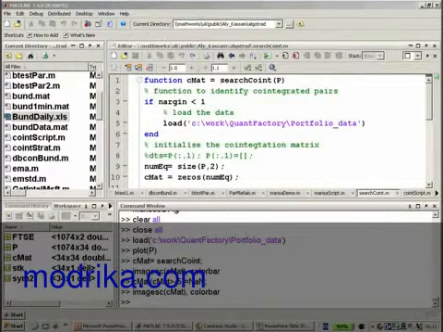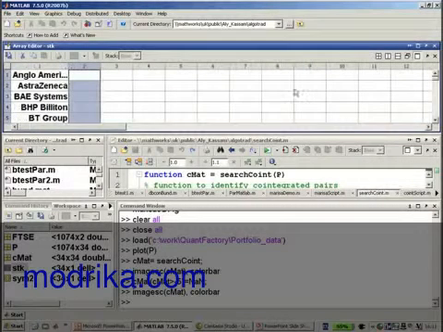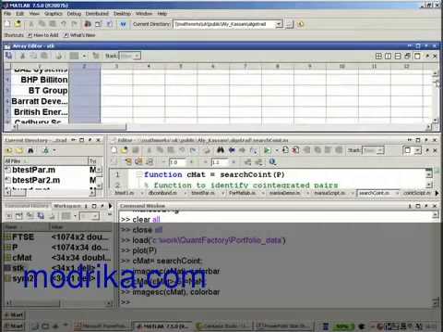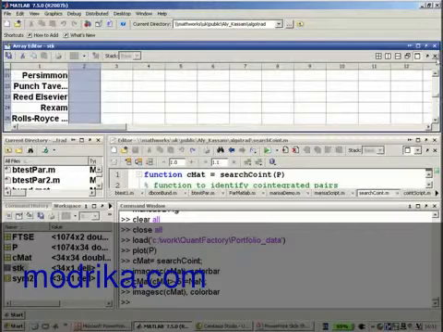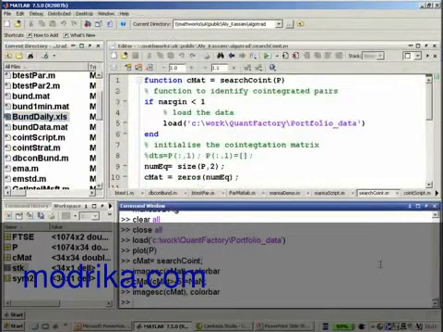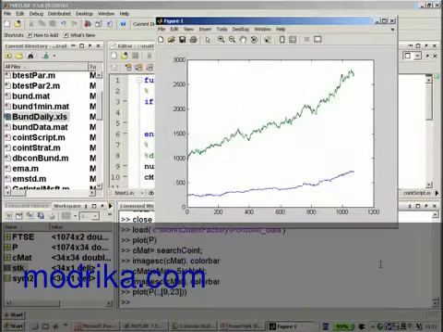If we want to see what they are, we can have a look at the stocks. Nine against 23 gives me sometimes surprising results, I must say. So Carnival against Reed Elsevier. Let's have a look at them, 9 and 23. One thing we notice straight away is that they're on quite different scales. They're both trending, so perhaps there's some information there that we can use.